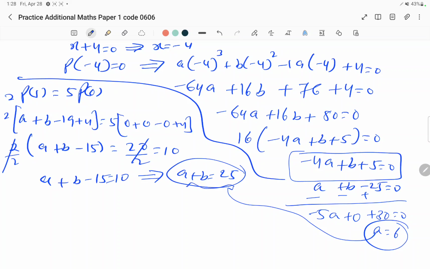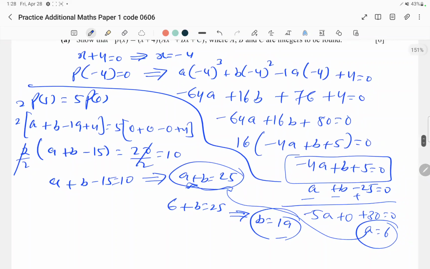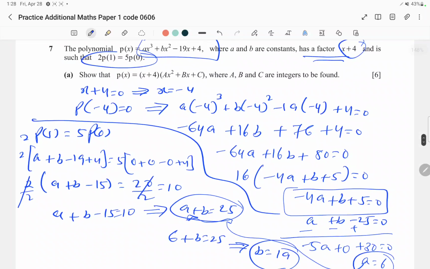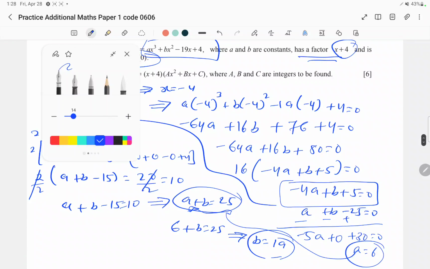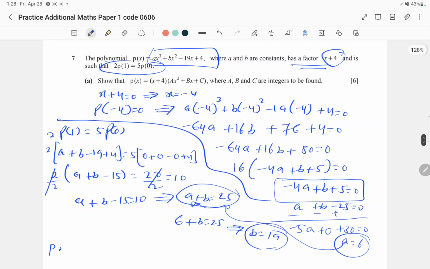If you put a equals 6 over here, 6 plus b equals 25. Now b equals 19, right? So I got a equals 6 and b equals 19. So I can rewrite this p(x), right? So now we are going to rewrite this p(x), which is ax cube, which is 6x cube, plus b, which is 19x square, minus 19x plus 4. Okay, so p(x) I got.